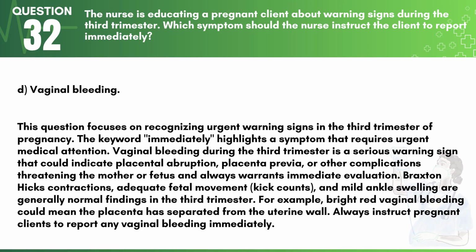Braxton Hicks contractions, adequate fetal movement, kick counts, and mild ankle swelling are generally normal findings in the third trimester. For example, bright red vaginal bleeding could mean the placenta has separated from the uterine wall. Always instruct pregnant clients to report any vaginal bleeding immediately.